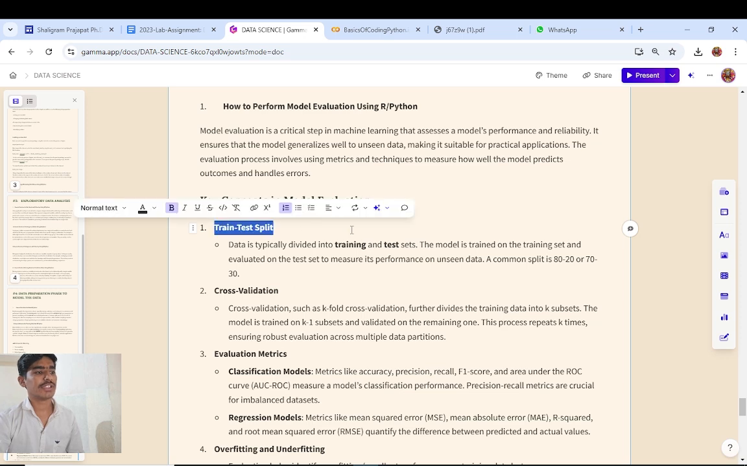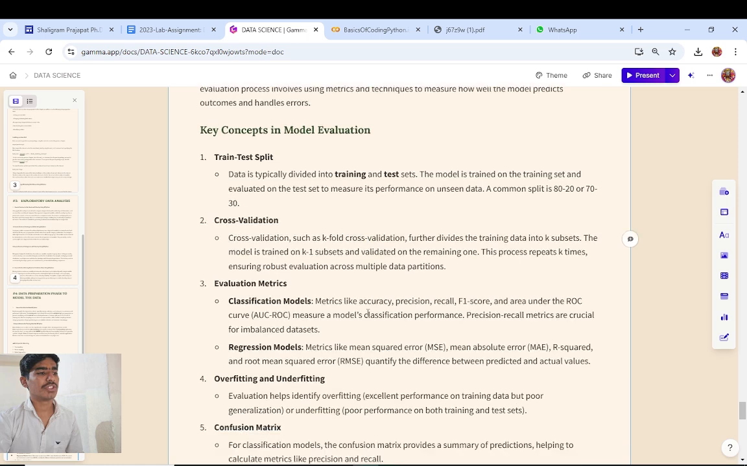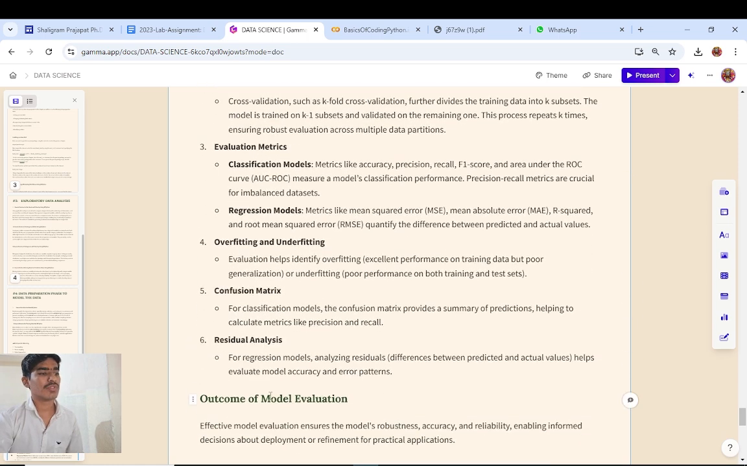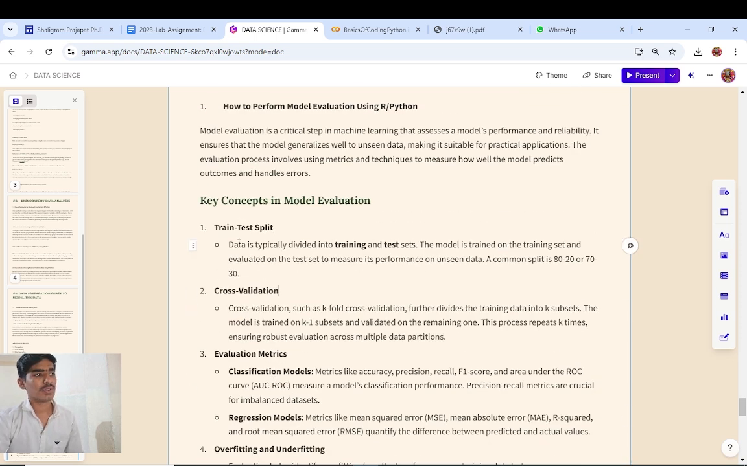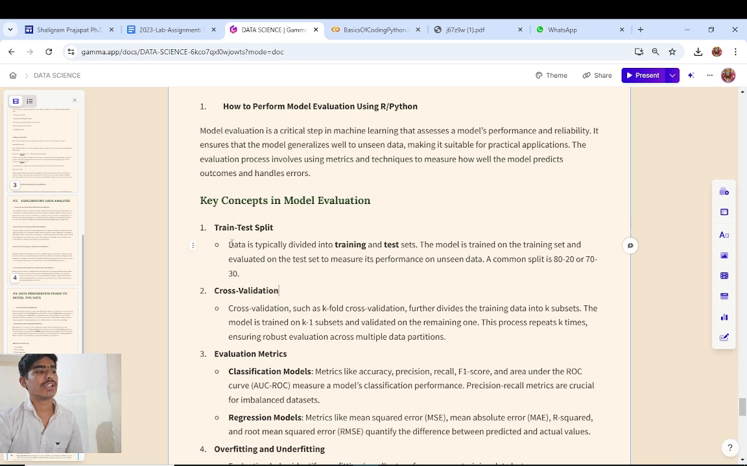First is the train test split. Second is cross validation. Third is the evaluation metrics, and fourth is overfitting and underfitting. Fifth is the confusion matrix, and sixth is the residual analysis. So let's try to understand every key concept one by one.